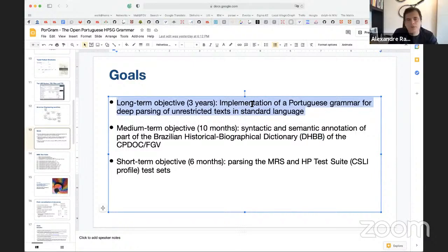And a long-term project, more than 3 or more years. I think this process is not short term anyhow. So in the long term, we want to keep increasing the coverage of the grammar and being able to actually parse unrestricted text.